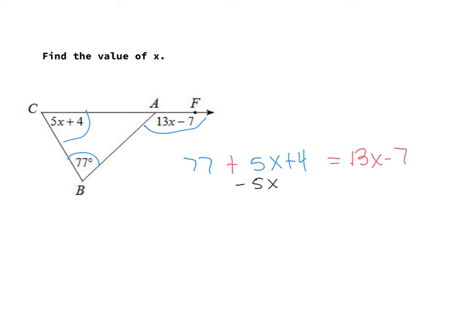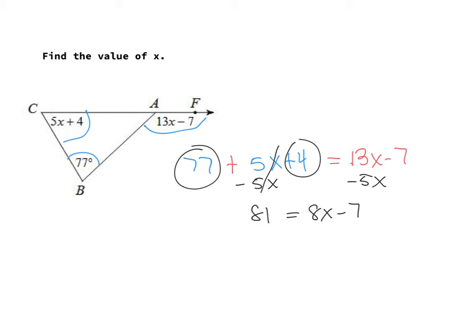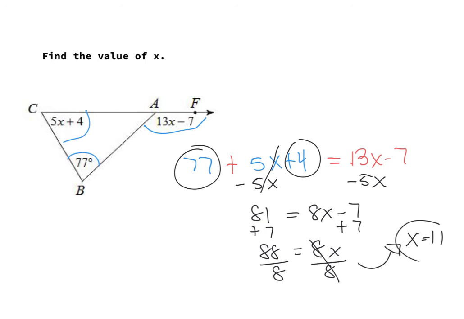I'm going to subtract 5x on both sides, and I'm going to combine like terms. So 77 plus 4 is going to give me 81 equal to 8x minus 7. Add 7 on both sides. 88 equals 8x. Divide by 8. So x is going to equal 11. And then you always want to make sure you answer the question. We want to find the value of x, which we did. So our question is solved.